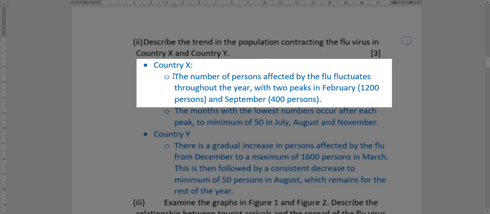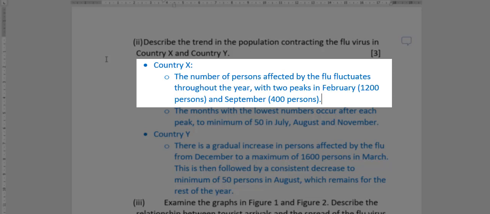Country X. The number of persons affected by the flu fluctuates throughout the year with 2 peaks in February, 1,200 persons, and in September, 400 persons. Now note what I'm doing here. You're indicating that there's a fluctuation. Now what do we mean by fluctuate? It means that it's going up and down. It's not just going up or it's not just going down. It's up, then down, and up, then down again within the time that you're looking at. So there is a fluctuation from what you remember of the graph.